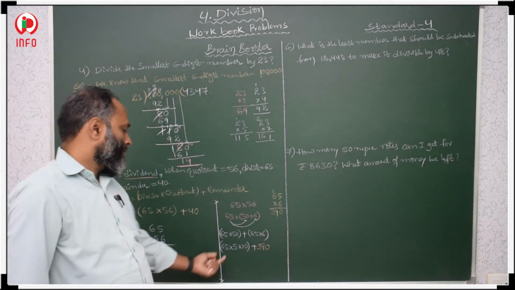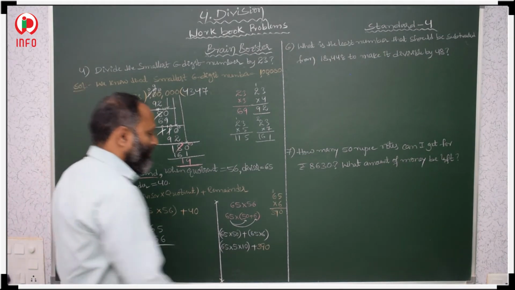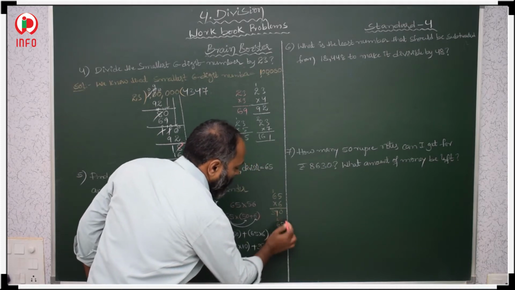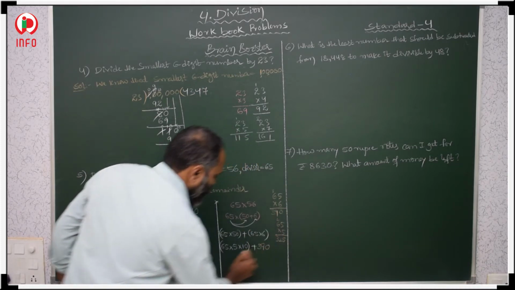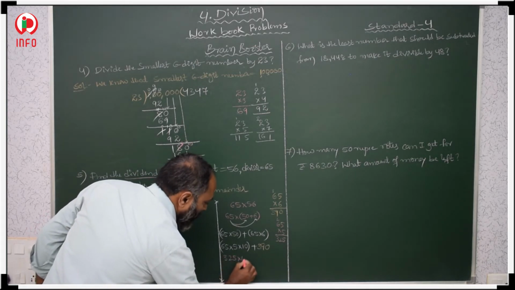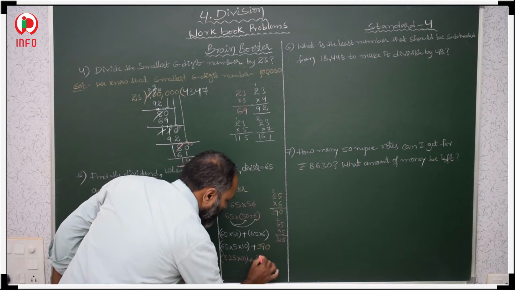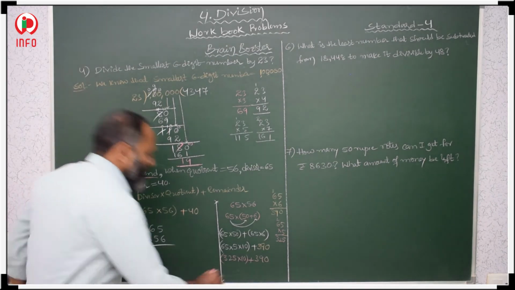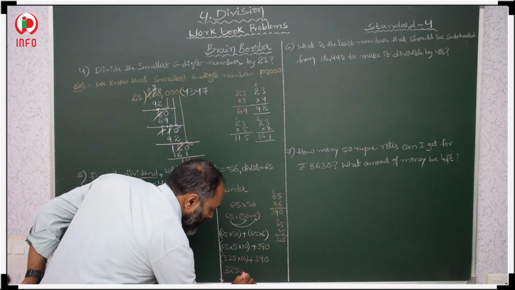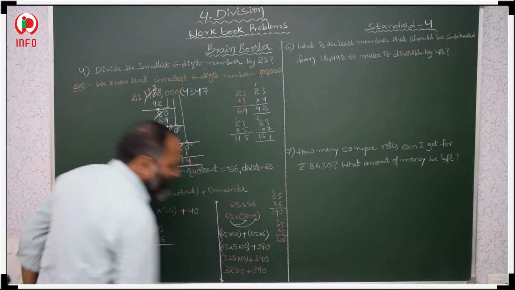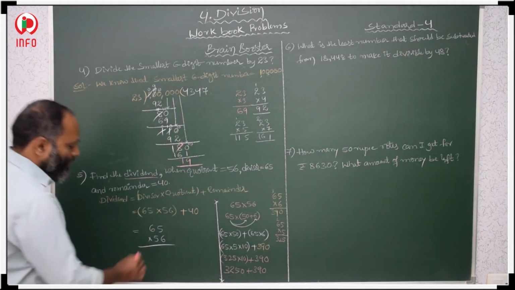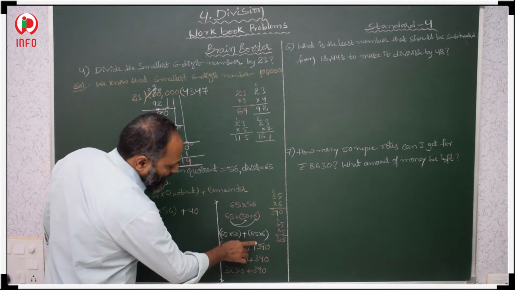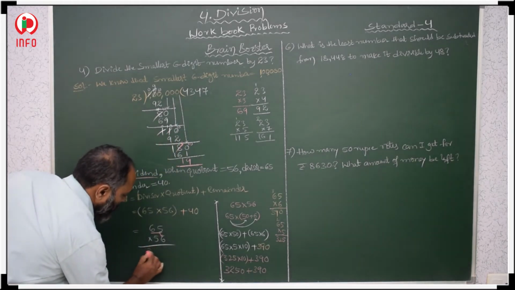Then 65 with 5 we have to find. 5 5s are 25, 5 6s are 30, 32: 325 into 10, plus 390. 325 tens means 3250. 65 6s are 390.